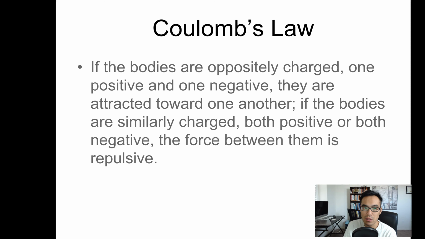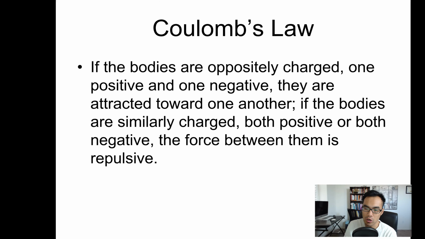So Coulomb's law really breaks down that if the bodies are oppositely charged, one positive and one negative, they are attracted toward one another. If the bodies are similarly charged, both positive or both negative, there is a repulsion that goes with it. So if I take two electrons as an example and put them together, you're going to get a repulsive force according to Coulomb. While if you get two positive charges, let's say two cations that have the electrons stripped away, they're going to have another repulsion force. And so again, just think of it as opposites attract and the same don't.